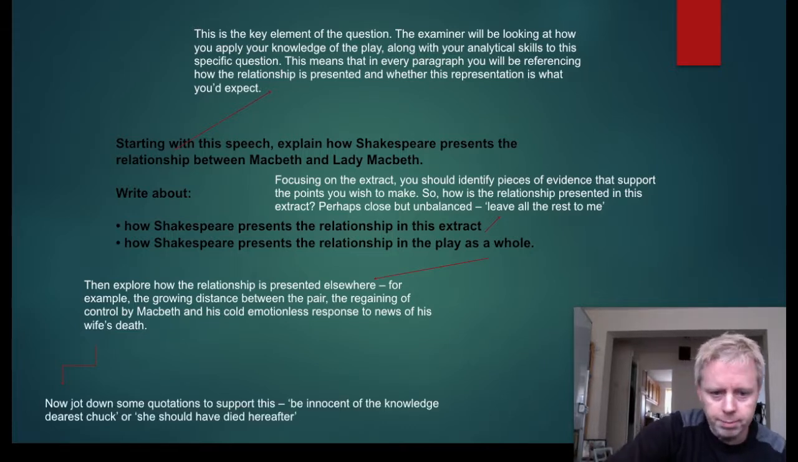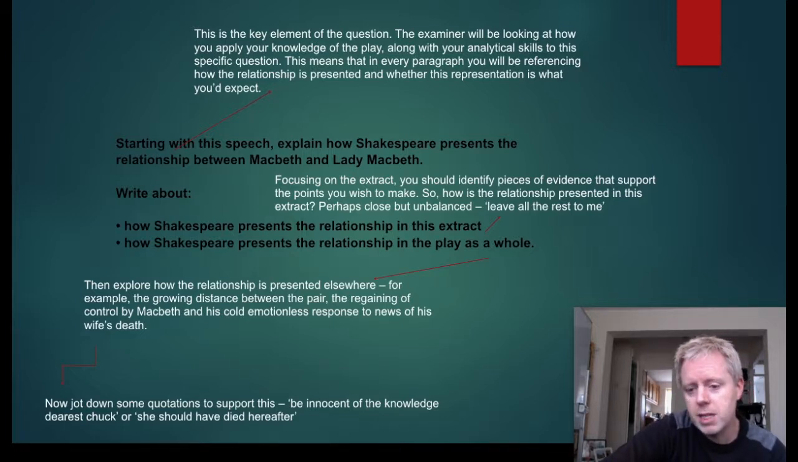Then jot down some quotations to support this. "Be innocent of the knowledge, dearest chuck." I wonder how many of you can tell me who says that and to whom and what the context is. "Be innocent of the knowledge, dearest chuck." Macbeth says this to Lady Macbeth when she's curious, she's puzzled, she thinks he's planning something to do with Banquo. But instead of telling her and confiding in her, he just tells her to be innocent of the knowledge, dearest chuck. He's quite dismissive of her.